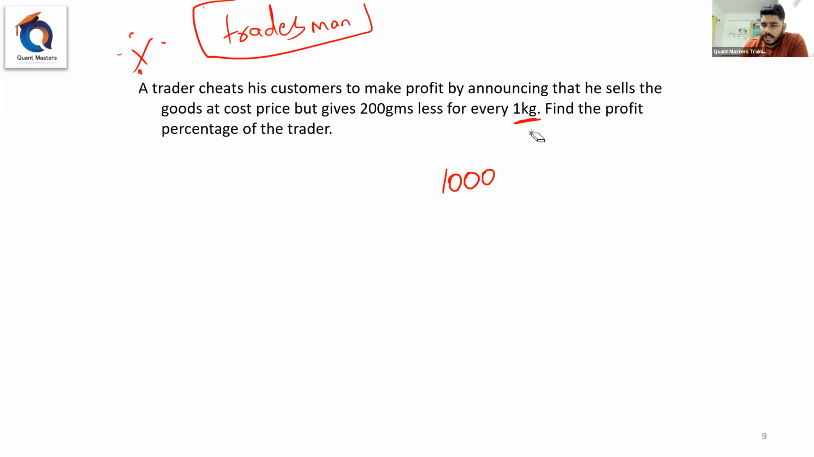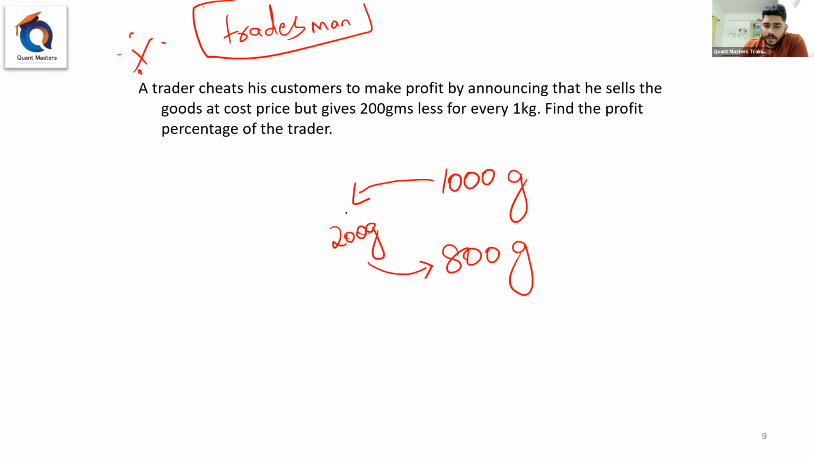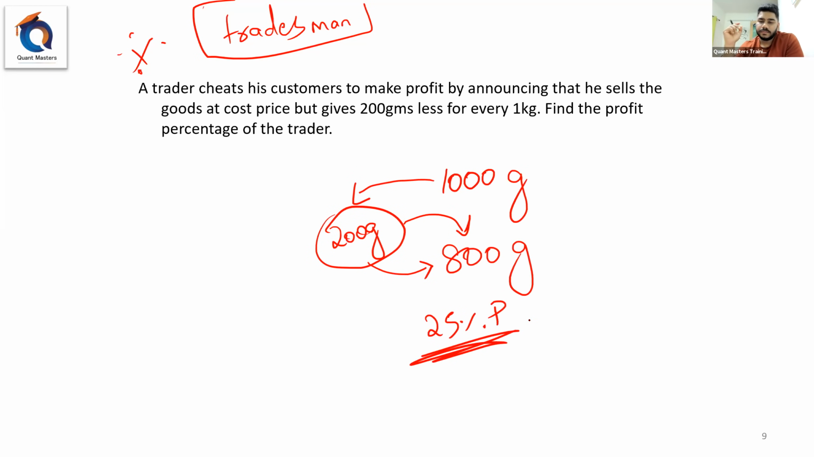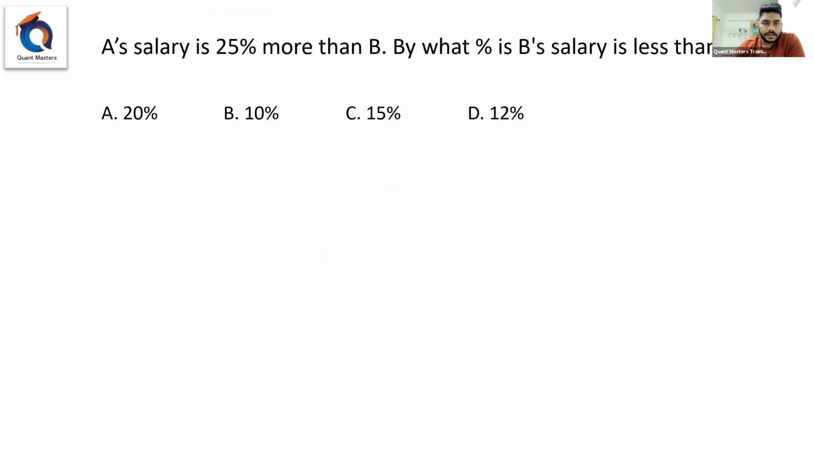So I am buying 1 kg means, can I say 1 kg is nothing but 1000 grams? But I'm giving you how many grams? I'm giving you 200 grams less means, can I say I'm giving you 800 grams? So I am buying 1000 and I'm giving you 800 means what? I kept 200 grams with me. So my profit is 200 over 800. That is nothing but 1 by 4, 25% profit. That's all. Every question like this can be solved in this way itself. Okay, so this sum is done.